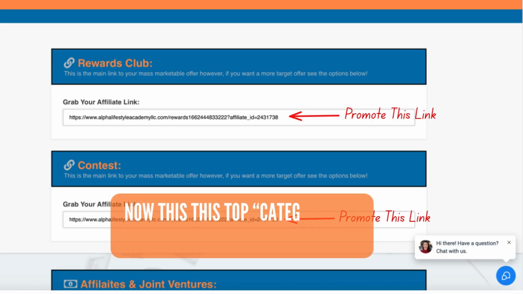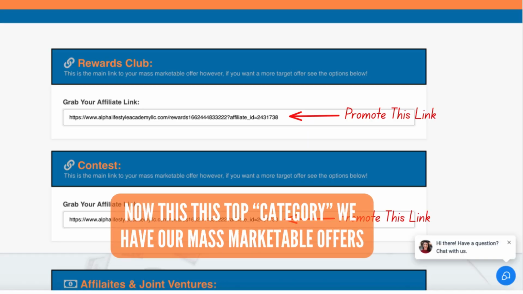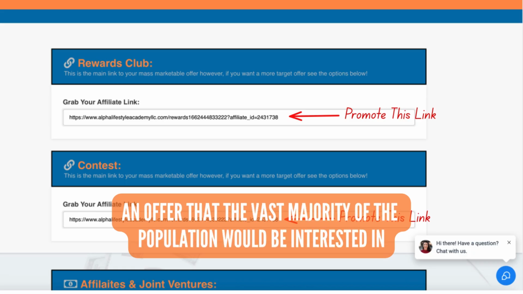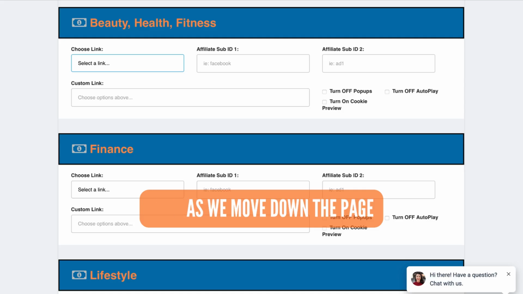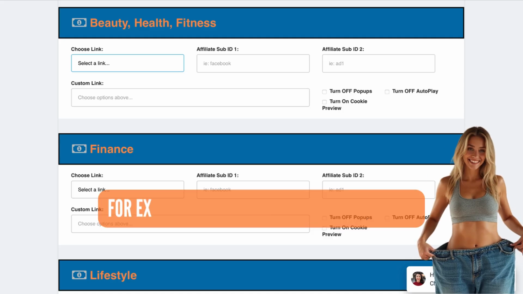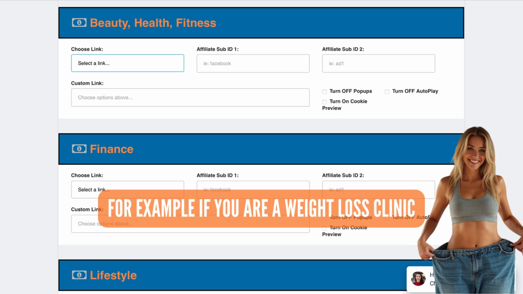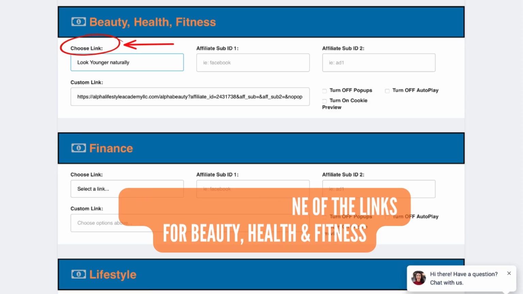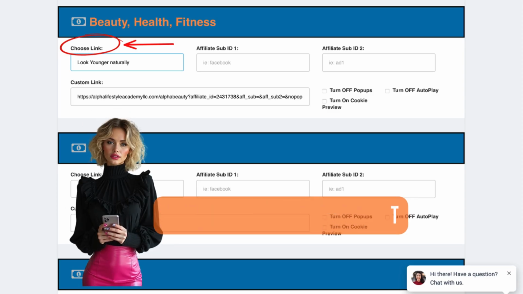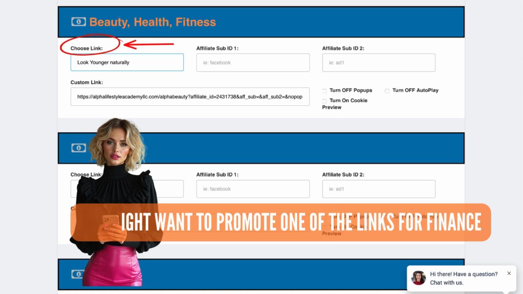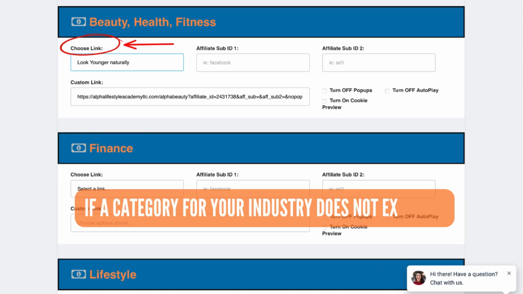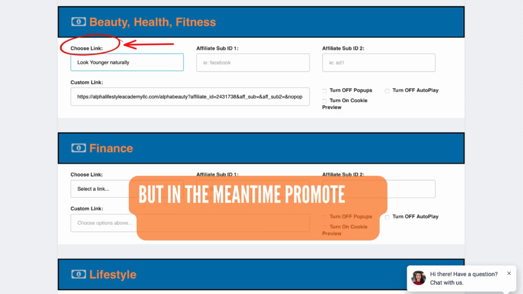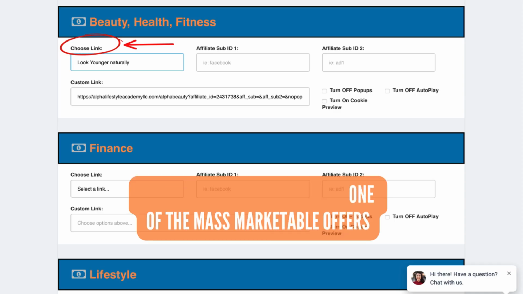Now, this top category, we have our mass marketable offers. In other words, an offer that the vast majority of the population would be interested in. Then as we move down the page, we broke this up into sections. For example, if you are a weight loss clinic, you want to promote one of the links for beauty, health, and fitness. Or if you are an insurance agent, you might want to promote one of the links for finance. If a category for your industry does not exist yet, we are working on it. But in the meantime, promote one of the mass marketable offers.